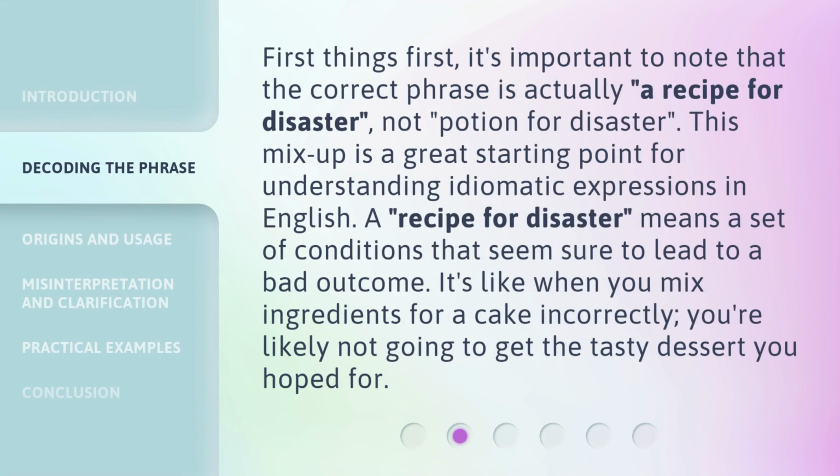First things first, it's important to note that the correct phrase is actually "a recipe for disaster," not "potion for disaster." This mix-up is a great starting point for understanding idiomatic expressions in English. A recipe for disaster means a set of conditions that seem sure to lead to a bad outcome. It's like when you mix ingredients for a cake incorrectly. You're likely not going to get the tasty dessert you hoped for.